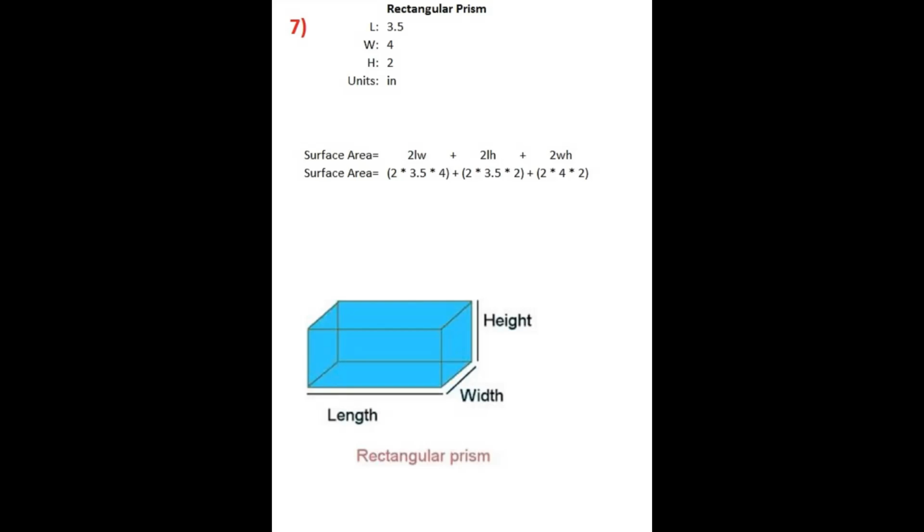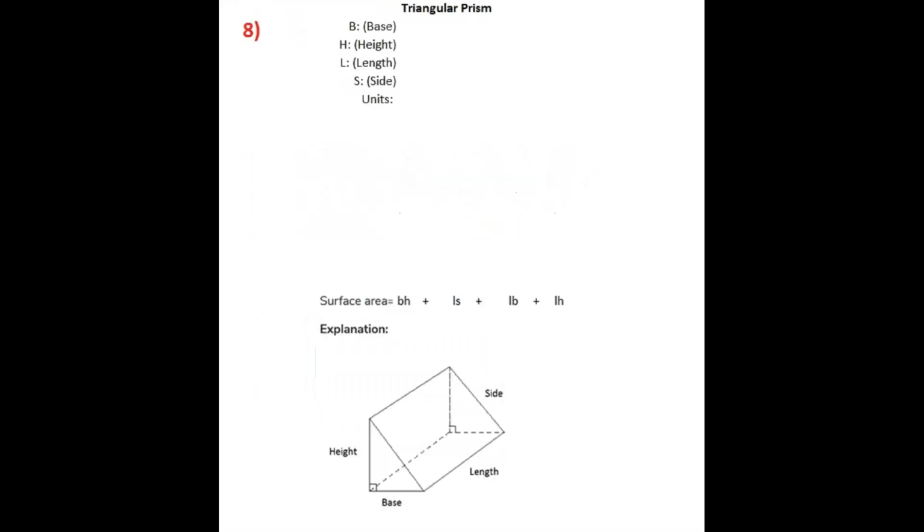2 times 3.5 times 4 plus 2 times 3.5 times 2 plus 2 times 4 times 2. So the surface area here, 2 times 14 plus 2 times 7 plus 2 times 8. We have 28 plus 14 plus 16. 58 inches squared is our final surface area. All right. And moving on to number 8.